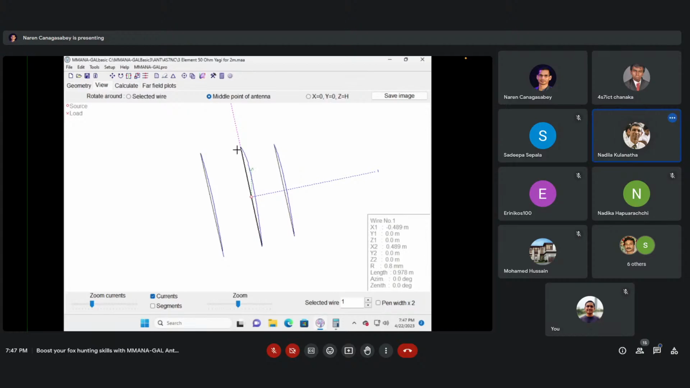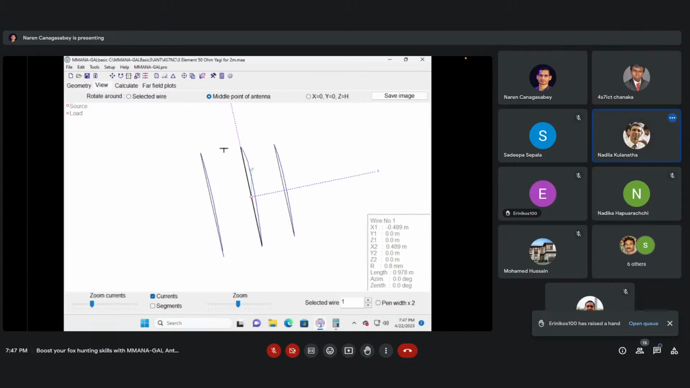Center conductor to one side of the element. So this is basically split into two. This element is split into two, Nadila. Right. So one side would be center conductor, other side would be the braid rather. Okay, like a dipole. Exactly. Ron has his hand up.